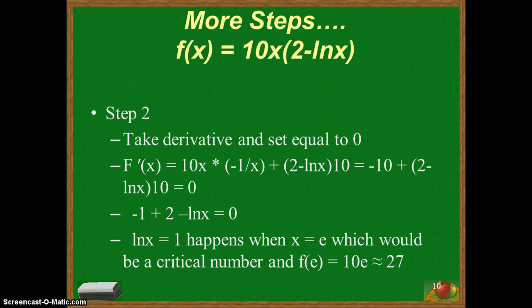Set that equal to 0, solve it, and when I solve it, I wind up with the natural log of x equals 1, which happens when x equals e. So x equals e would be a critical number, and f of e, the function value, would be 10 times e, which is about 27.